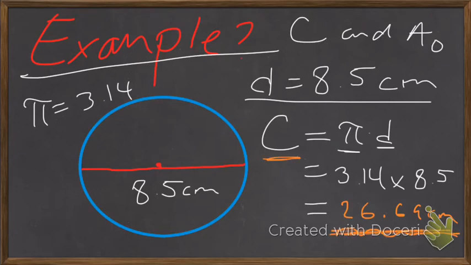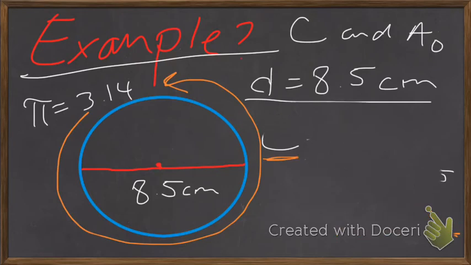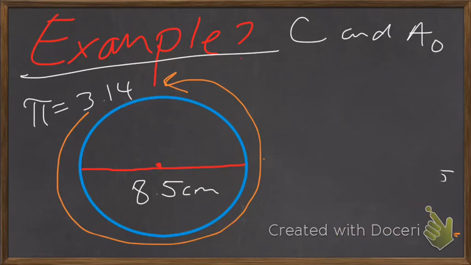Now you have to remember that the units for the circumference is only centimeters. Linear centimeters, because it's a distance, right? Distance around. If you need to see it again, you can always rewind your video.